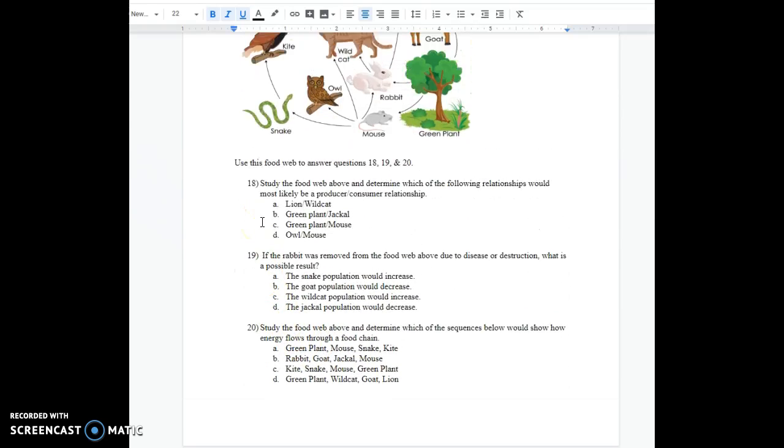Number 19. If the rabbit was removed from the food web above due to disease or destruction, what is a possible result? A, the snake population would increase. B, the goat population would decrease. C, the wildcat population would increase. Or D, the jackal population would decrease.